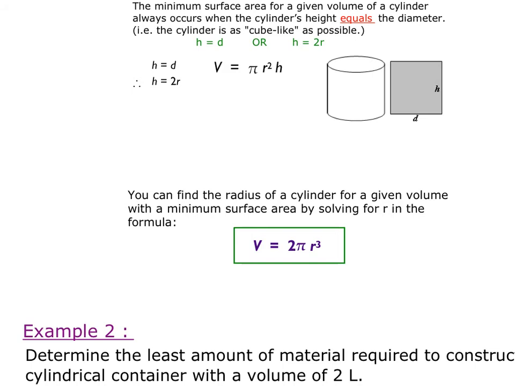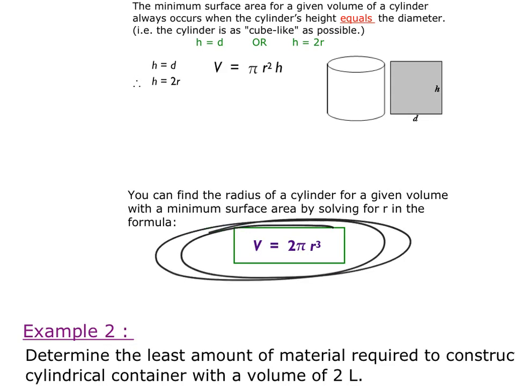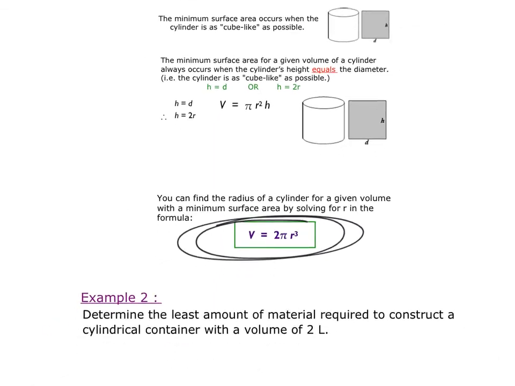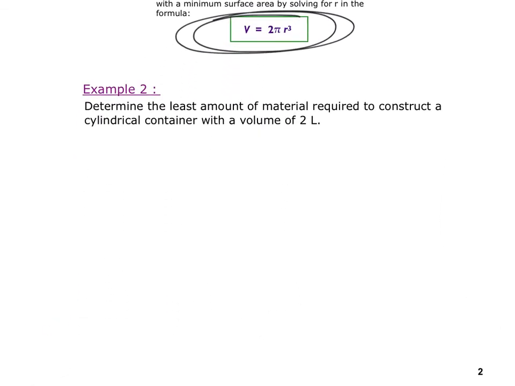Okay. So what they've done is they've created this equation. You can find the radius of a cylinder for a given volume with the minimum surface area by solving for r in the following formula. So volume equals 2 pi r cubed. Okay. So you'll need that. Write that down. Okay. So try this question out, and then I think we said Arian's going to do this one. Yeah. Okay.